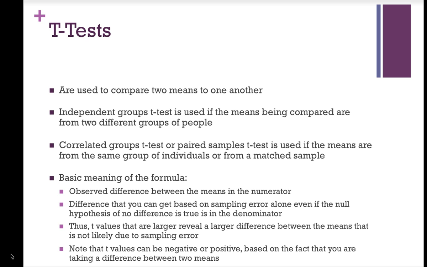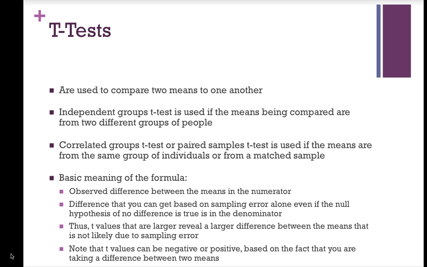Now generally, t-tests are used to compare 2 means to one another, and you would conduct an independent groups t-test if the means that are being compared are from 2 different groups of people, 2 independent groups, or you might talk about it as a between subjects design. A correlated groups t-test, or sometimes called a paired samples t-test, is used if the means are from 1 group of individuals or a group that is matched in some way.